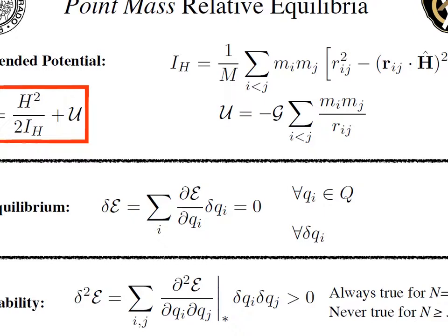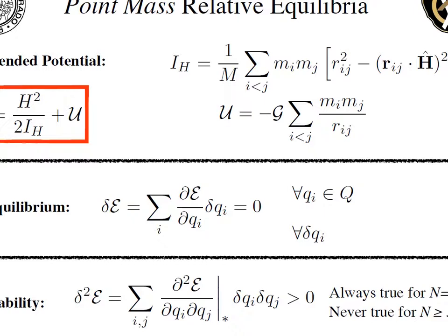Stability, then, is just to study the second order variation of this amended potential at the equilibrium. Essentially, if it's positive definite, the system is stable. If it is not positive definite, it is not at a minimum energy configuration. And this is where the problem of just using point mass celestial mechanics arises.